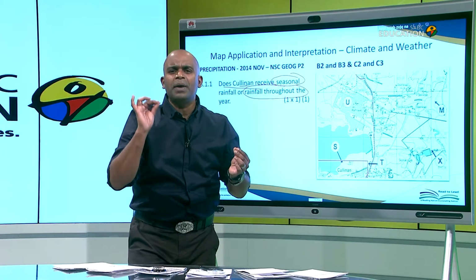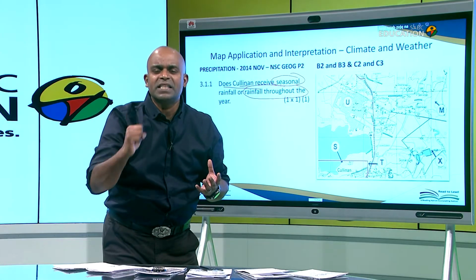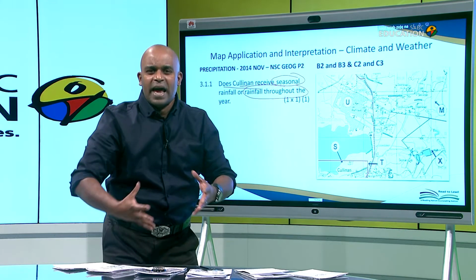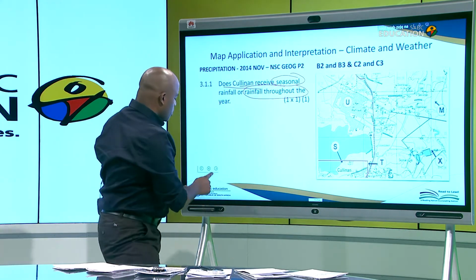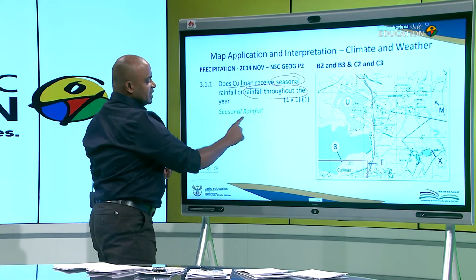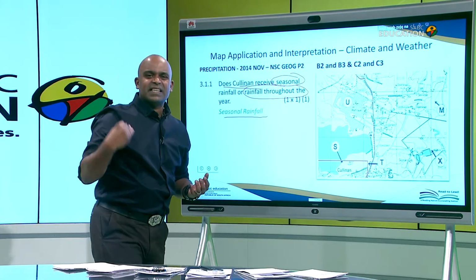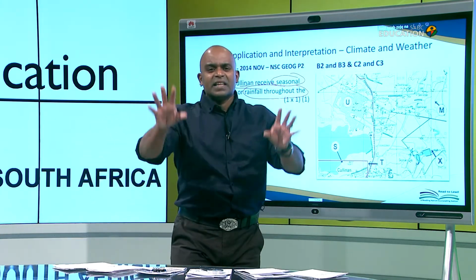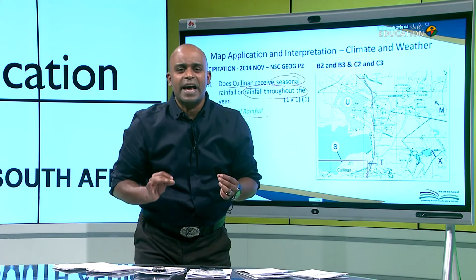But what's more important is for you to identify the evidence on the map. And the evidence on the map is as follows. Seasonal rainfall. And what tells us this? The fact that there are storage dams on maps.